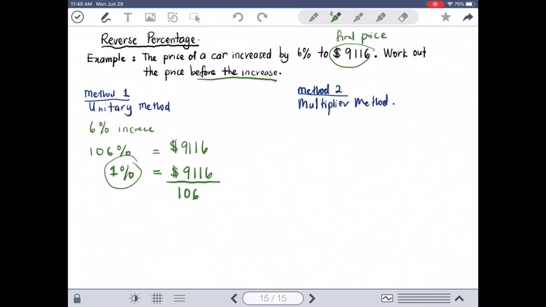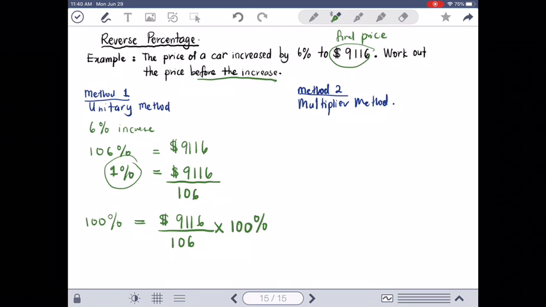That is 1%, but we don't want 1%, we want 100%. Means that $9,116 divided by 106 times 100. So your final answer should get $8,600.